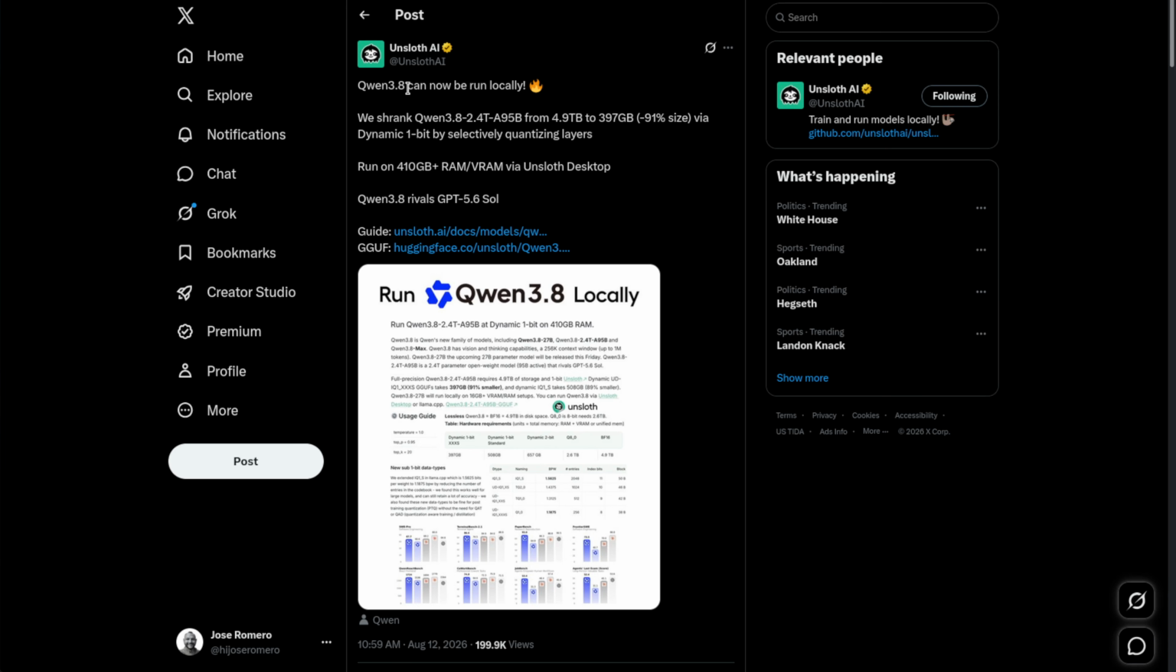So this was posted on X earlier today, about 12 hours ago. Unsloth AI said Qwen 3.8 can now run locally, with some fire emojis. Qwen 3.8 is made by Alibaba. About a week ago, they promised that the much anticipated 27B version of 3.8 would be released, and it slipped, so we are past due on that one. However, the big one, the full-size Qwen 3.8-2.4T, is now live, and Unsloth is shipping ready-to-run builds.